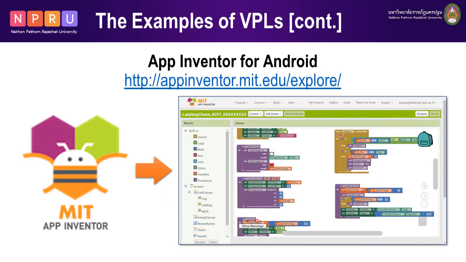This figure shows the screenshot of the MIT App Inventor. For more information about the MIT App Inventor, please visit http://appinventor.mit.edu/explore.